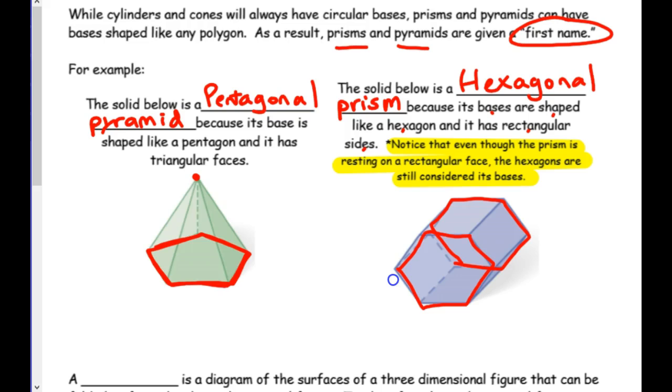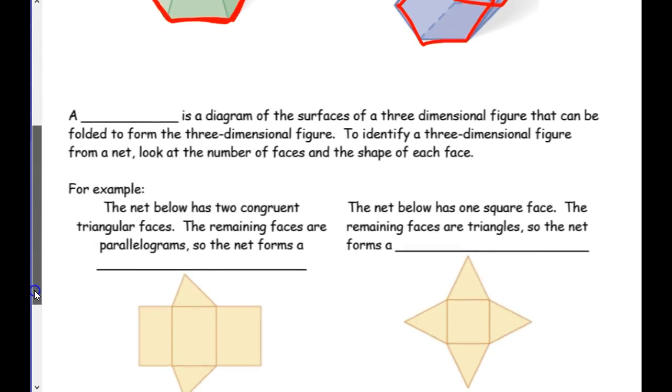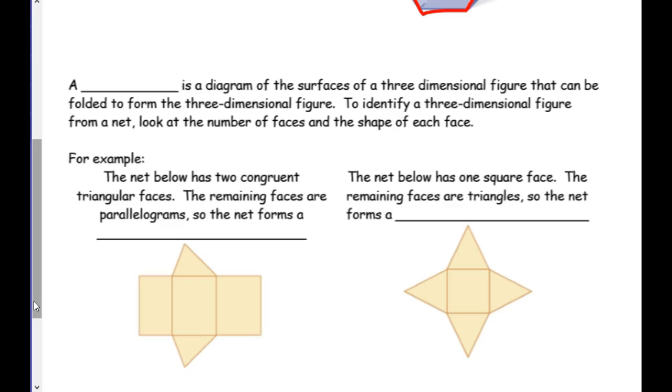Because sometimes your prism is sideways, and your bases are not on the bottom. Right? That's the base. It's still the base. Okay? So, I just don't want you to freak out when that happens. Down here, here's our word of the day, because we're going to be doing that on today's assignment.